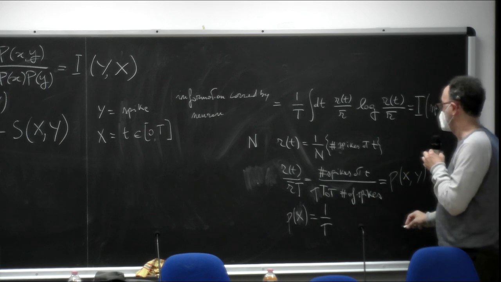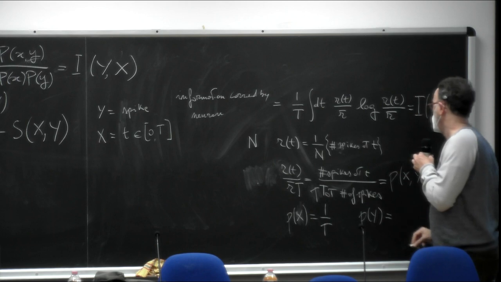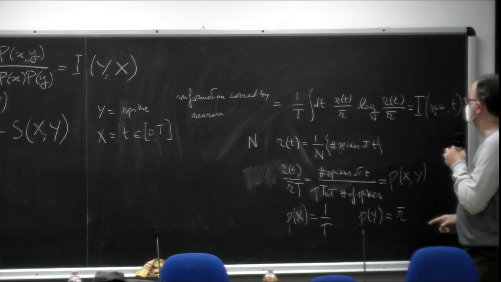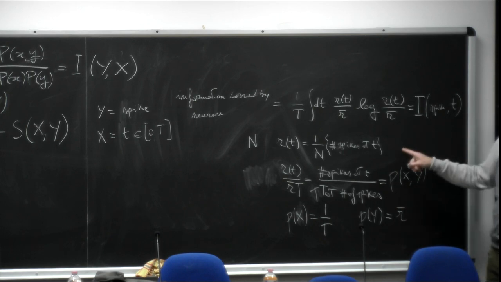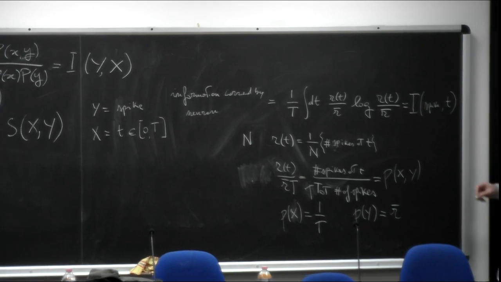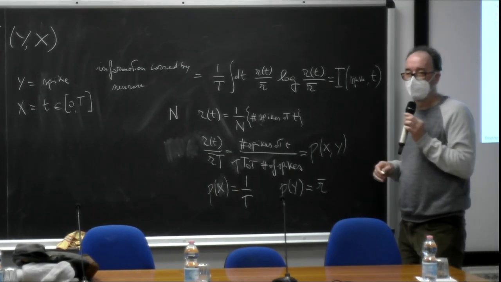And P of y is just R bar. So if you put all these things together, you should get this formula. Is it clear? Okay. More or less, this is an exercise for you to check that this is a mutual information.